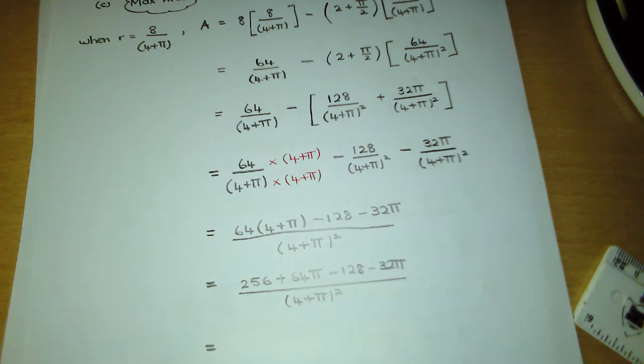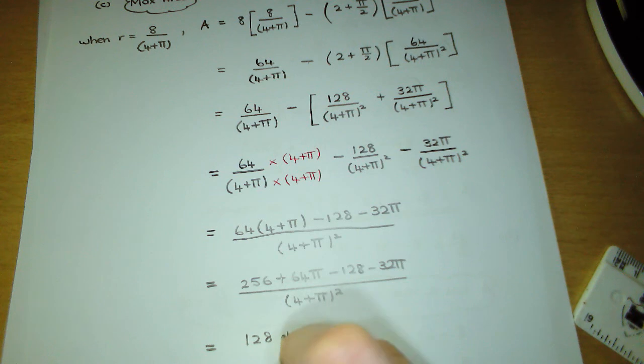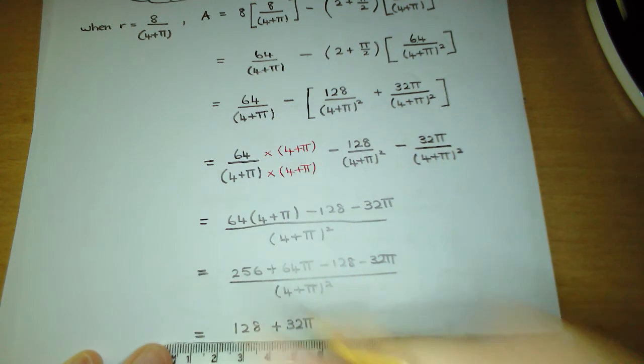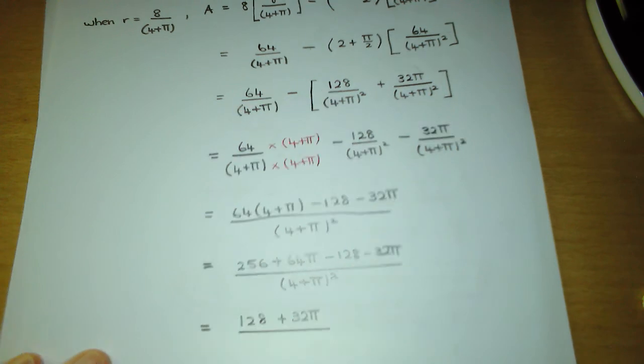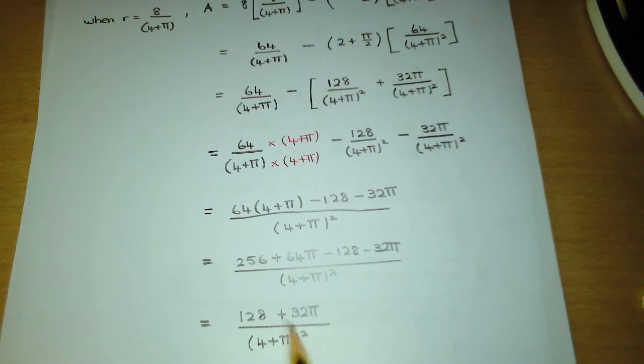Tidy up our numerator then. So we've got 256 subtract 128 is going to give us 128. 64 pi minus 32 pi is just plus 32 pi. And then that's all over 4 plus pi all squared. Now, can we factorize the numerator here? Because if we can, you never know, we might get a 4 plus pi in brackets and then we could cancel. What about if we lifted out 32?